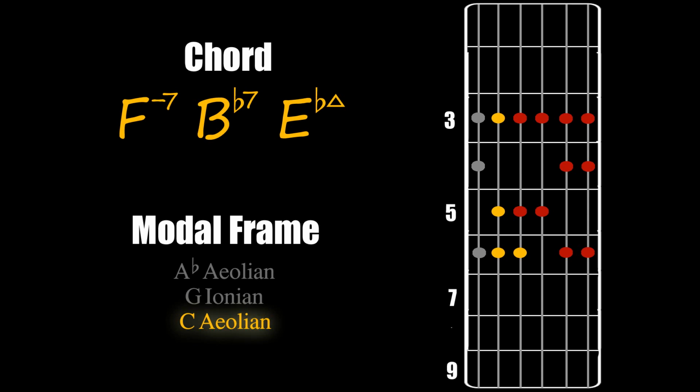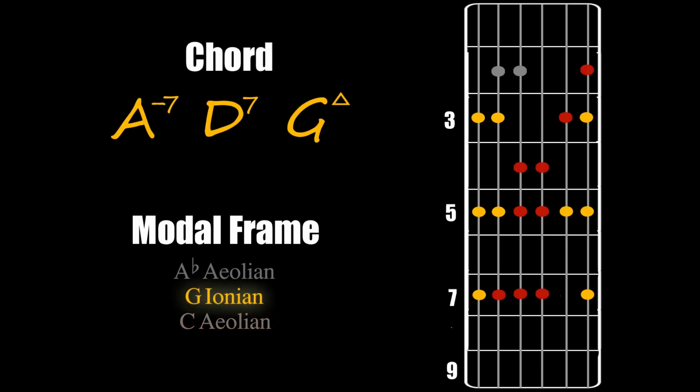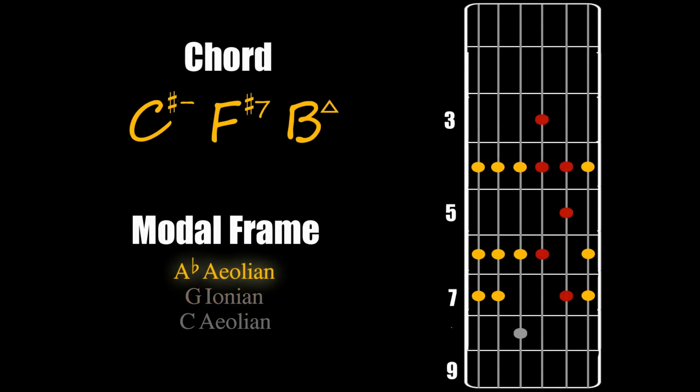So for the last section, we left off on E flat major, facilitated by C Aeolian. But then for the 2-5-1 in G, back to G Ionian. It's simple. For the C sharp minor, F sharp 7, B major complex, we're going to go back to the trusty A flat Aeolian modal frame, again picking out desirable target tones for our chord quality here.